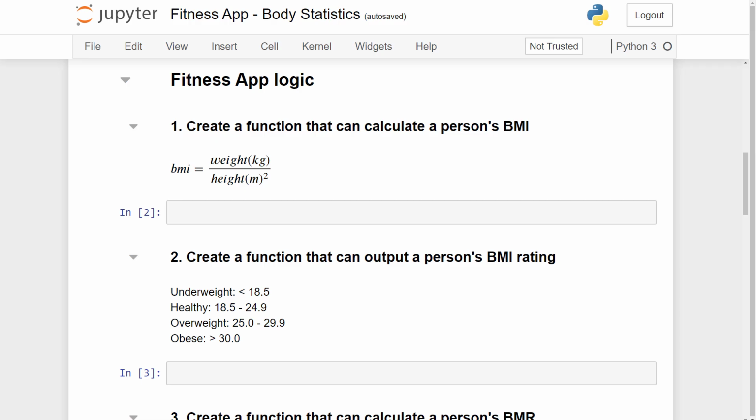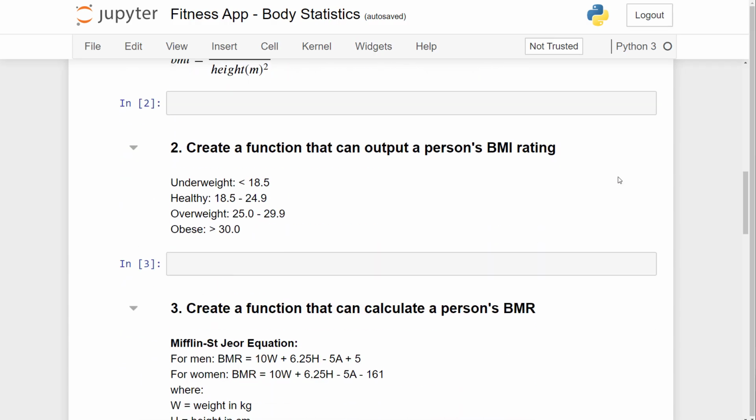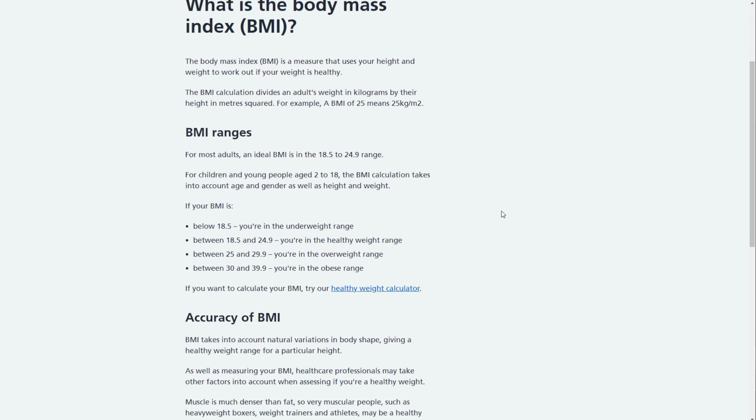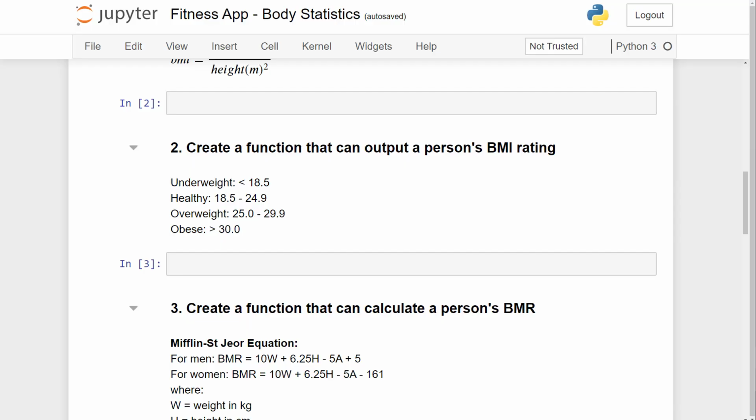The next thing we're asked to do is create a function that can output a person's BMI rating, and on the same NHS website, you can see that we have the BMI ranges. So if a BMI is below 18.5, the person would be classified as underweight. If they're between 18.5 and 24.9, they're considered healthy. Between 25 and 29.9, the person would be considered as overweight. And if you're above 30, you'd be considered in the obese range. So the app needs to be able to tell the user what rating they are classified as.